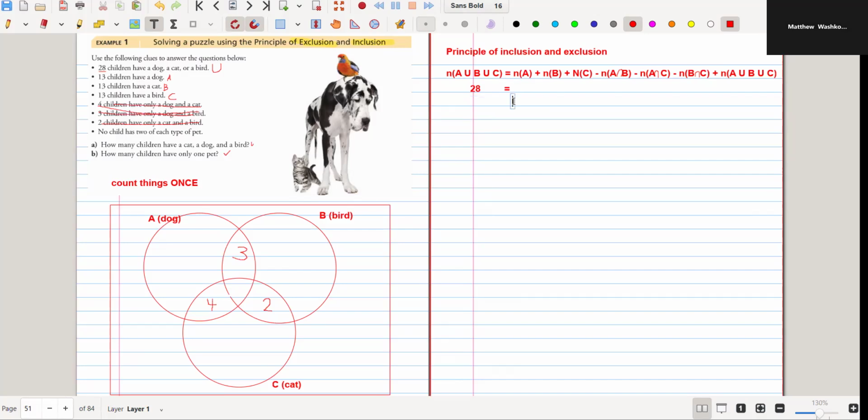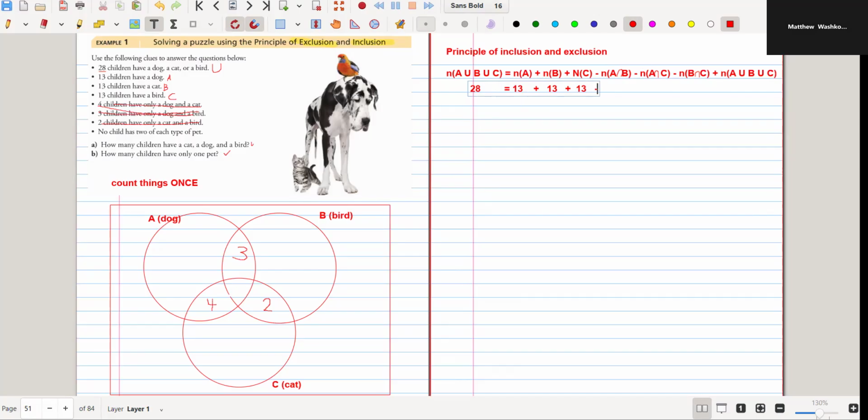So number of people who have a dog is 13. Plus number of people who have a bird is 13. Plus number of people who have a cat is 13. So you notice how I'm leaving these spaces, right? So it's easy to figure out which one's which.